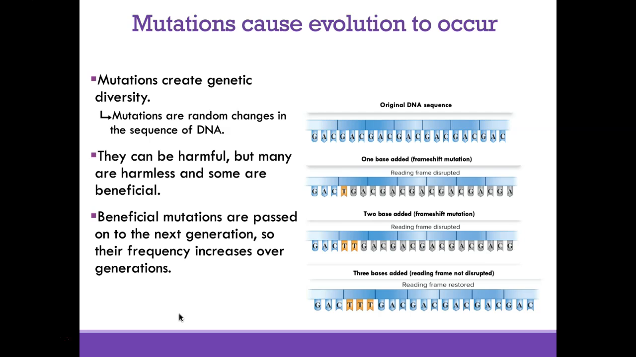So we said overall, mutations create genetic diversity. We need a lot of diverse things for nature to select from. And without mutations, evolution would not occur because there would be no diversity to select from.